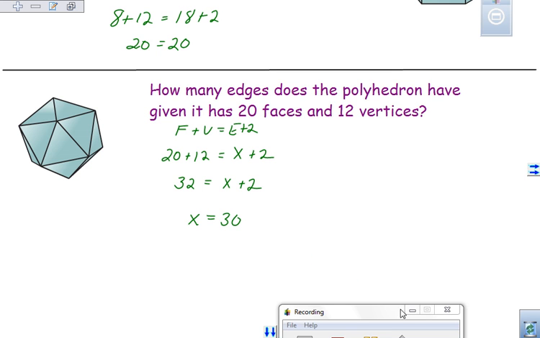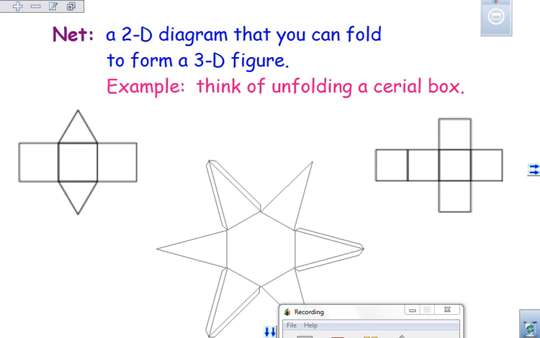30. The next vocab word is a net. A net is a two-dimensional diagram that you can fold to form a three-dimensional figure. Think of unfolding a cereal box, and that is spelled wrong. So these are all nets. This would make a triangular prism, and this would make a hexagonal pyramid, and over here we'd have a cube.